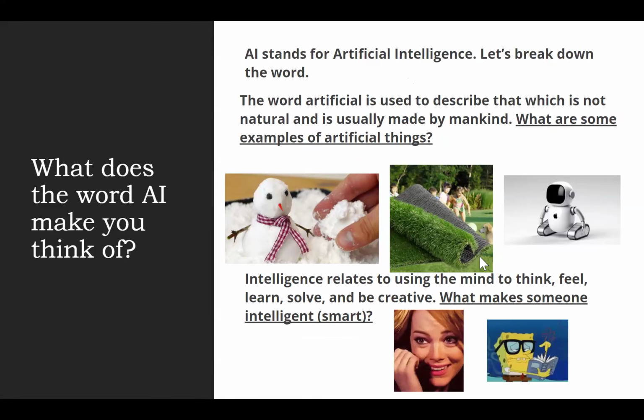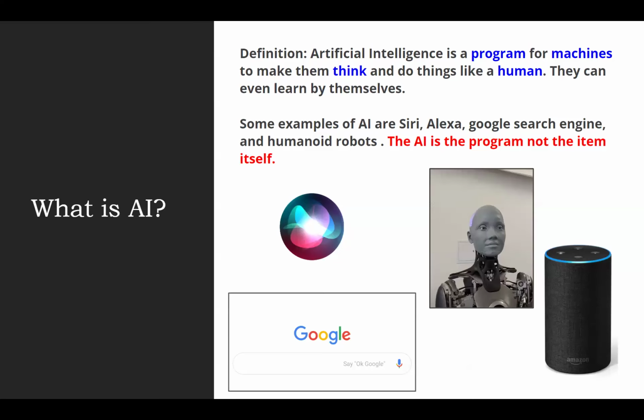So the proper definition of artificial intelligence: if we put the two words together, it's a program for machines so that they can think like humans and they can learn by themselves. Some examples of AI are Siri, Google, Alexa, and humanoid robots. Some of you may have heard of these robots, but they're able to talk and have conversations with humans. And some of you may not have known that Google is actually AI, but it adapts to your searches. So technically it's AI.